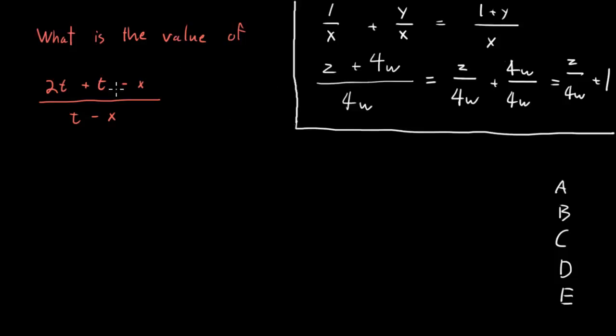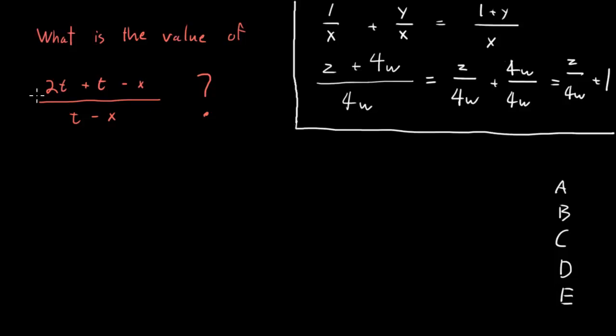What is the value of 2t plus t minus x over t minus x? And that, of course, is a question. This is nothing we know. We're wondering what the value of this kind of ugly expression is. And because it's an ugly expression, my first impulse is to try to make it nicer. Before I look at the statements, I want to see, is there any way we can rewrite this question?